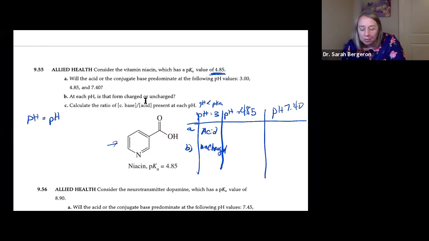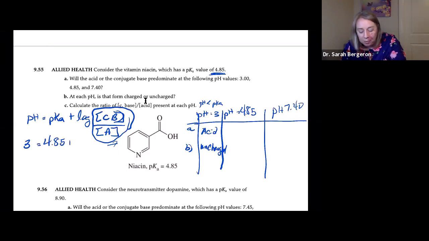pH is equal to pKa plus the log. Remember, you got to put the conjugate base on top and concentration of the acid on bottom. So we're going to solve for this ratio. Okay, so we're going to say our pH is 3. Our pKa is 4.85 plus the log of the ratio, right? And so subtract 4.85. And then you're going to have to take the inverse of the log, right?